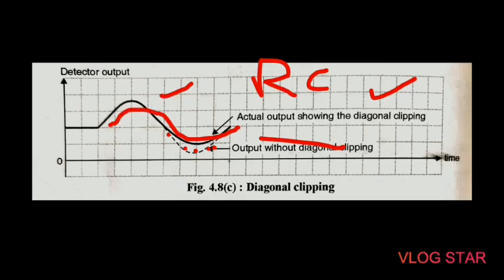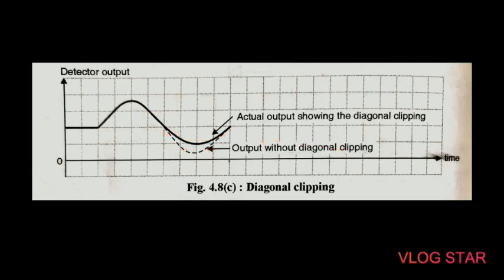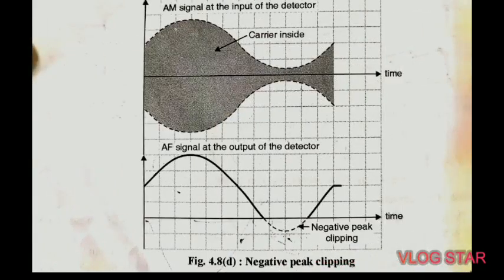Second is the negative peak clipping. This type of distortion occurs if the modulation index on the output side of the detector is higher than on its input side. It is dependent on the modulation index parameter. This is the AM signal at the input of the detector, and this is the AF signal at the output of the detector.